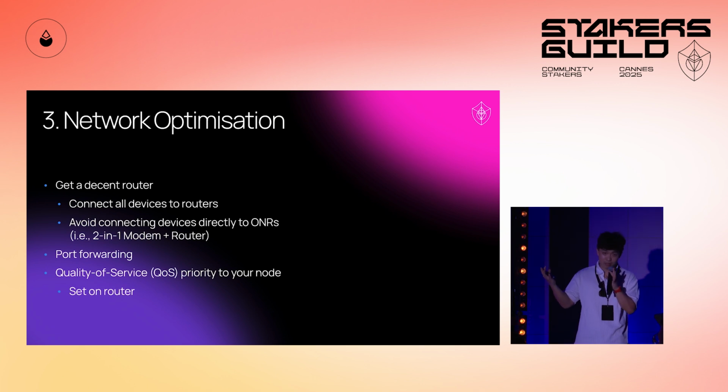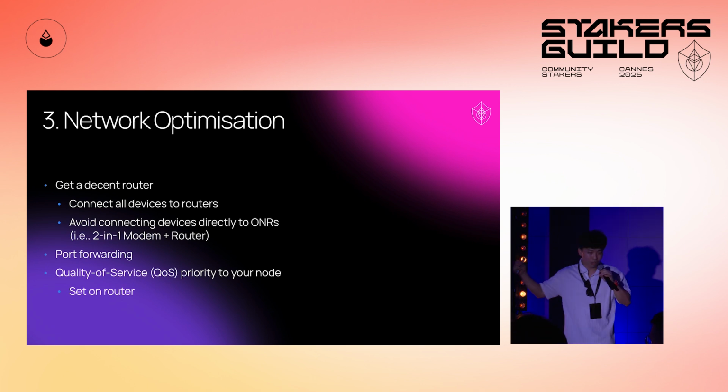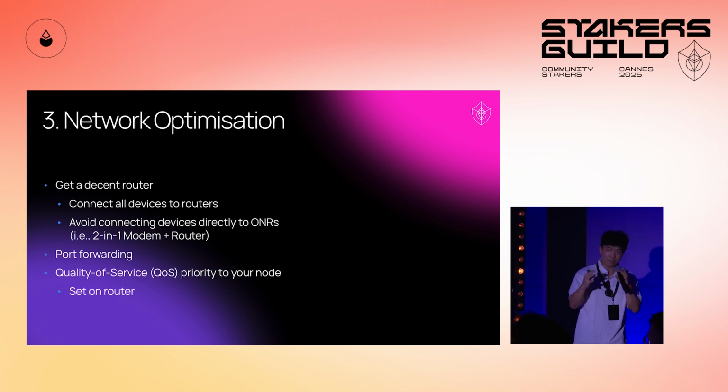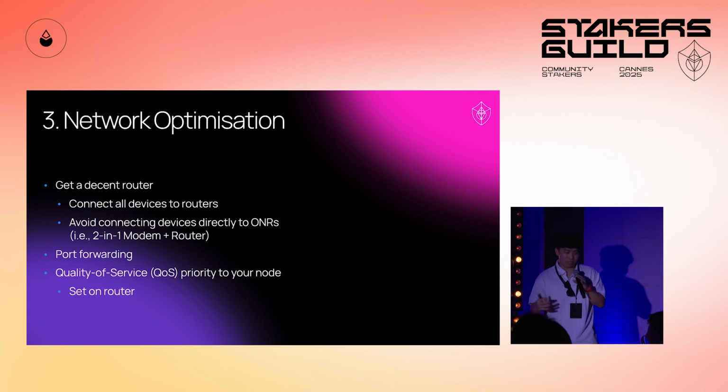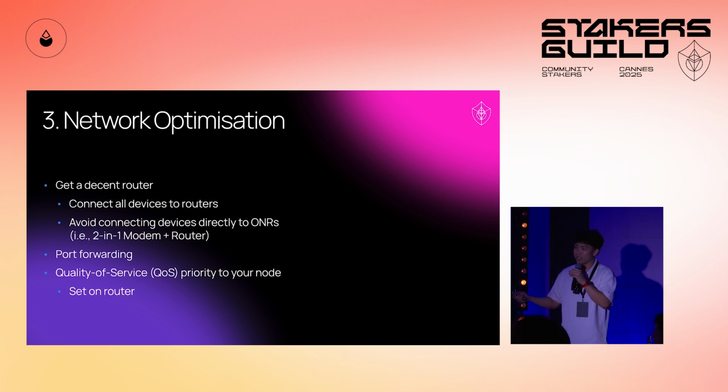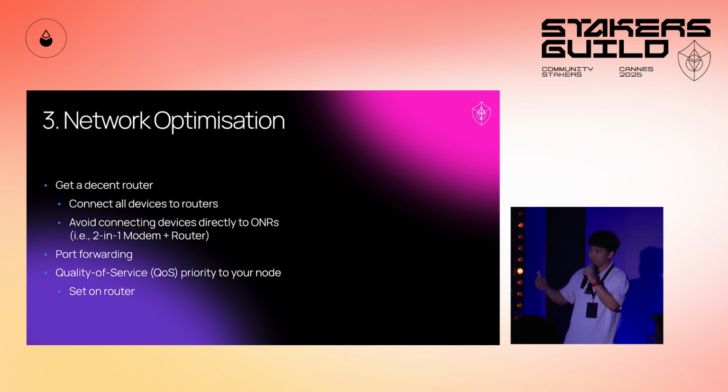First step is to get a decent router. And you want to connect all devices to this router, so that the dedicated router does all of the heavy routing work. Sometimes the ISP technicians will just tell you, you can connect to the ONR. ONR stands for optical network router. It's a modem plus router, two-in-one device that they like to use nowadays, which does the routing job a bit not so optimally. So definitely get a dedicated router, a decent one, and connect your node and the other home devices through that, like your mesh Wi-Fi device.